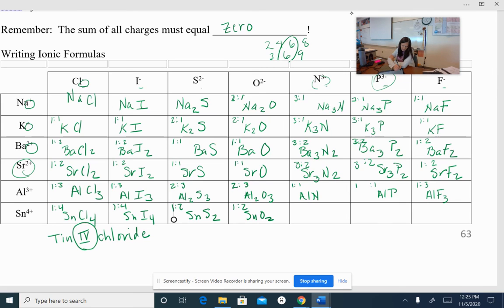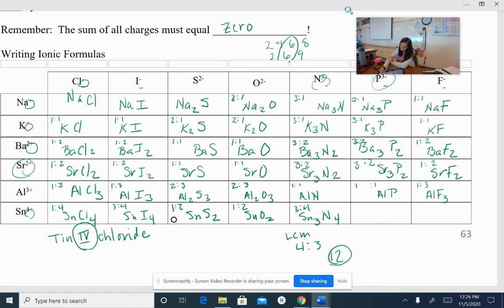This gets kind of tricky. 4 and a 3. What's the least common multiple between 4 and 3? Did you say 12? You're right. So to get 12 on a +4, I'm going to need 3 tins. And to get 12 on a -3, I'm going to need 4 -3s. So tin, I'm going to need 3 of them. And the nitrogens, I'm going to need 4 of them. So tin 4 nitride.